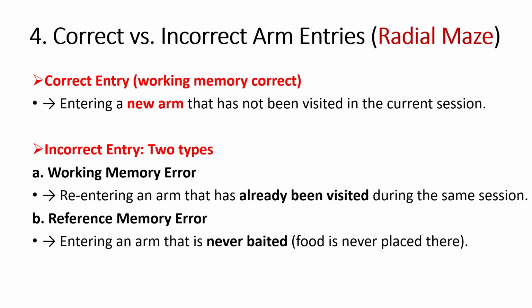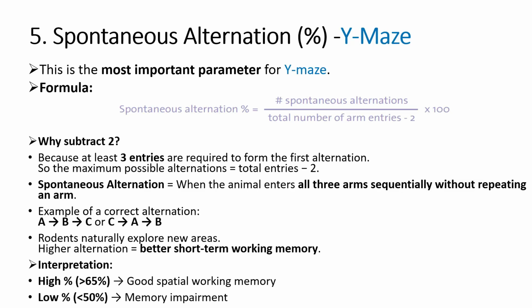Reference memory error: entering an arm that is never baited, where food is never placed. So there are 2 types of incorrect entries that you have to record during the radial maze.